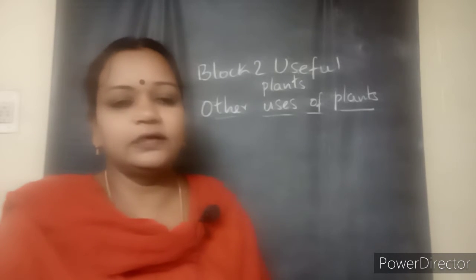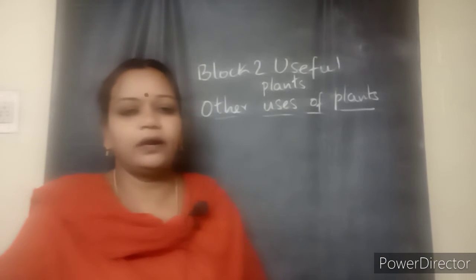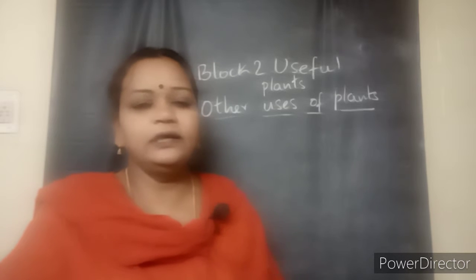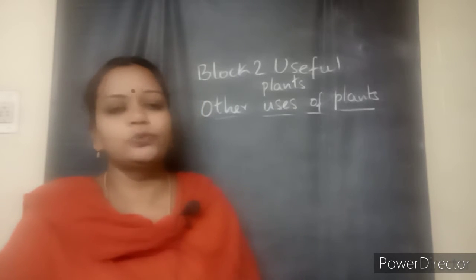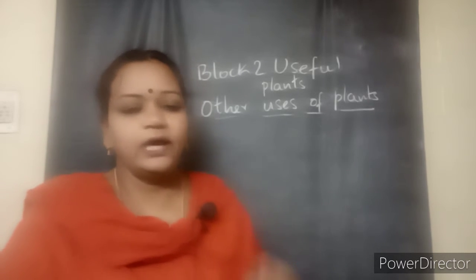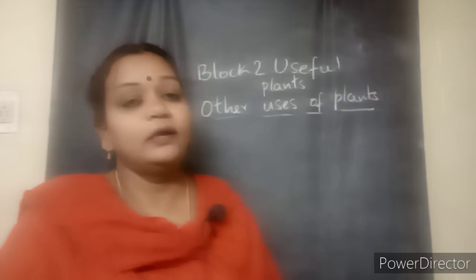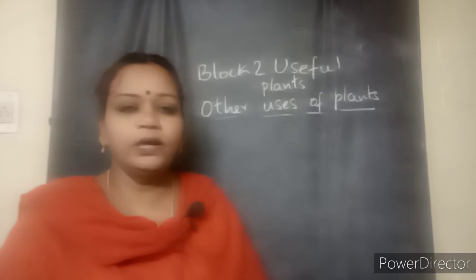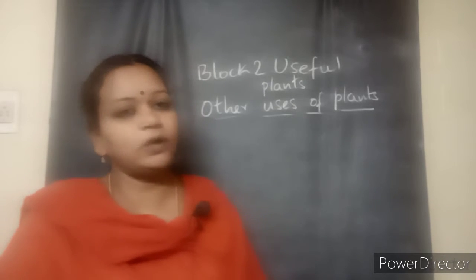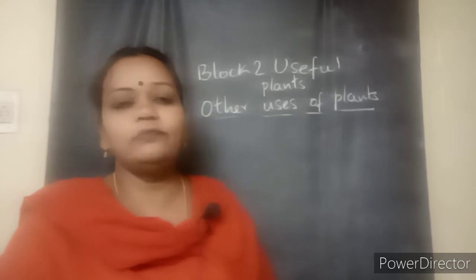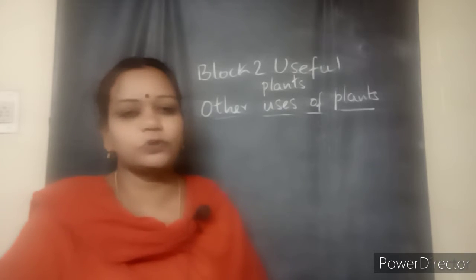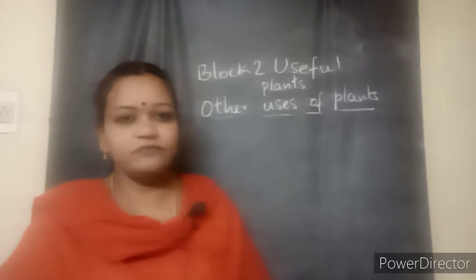You can take your notebook and write. Think of any 5 things which we use in our everyday life. Whichever comes into your mind, you can write, and we will find out from where we get it. Please don't add any food items, because we already know that plants give us different types of food. Shall we start, children?